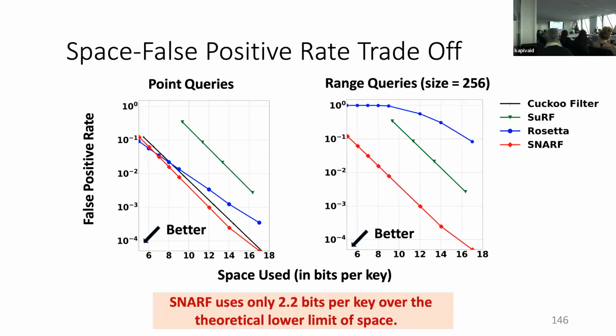And in this particular case, SNARF only ends up using 2.2 bits per key more than the best possible theoretical limit. So it's not possible to do much better than SNARF for this particular case, at least.